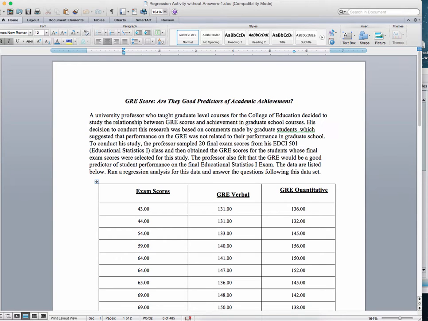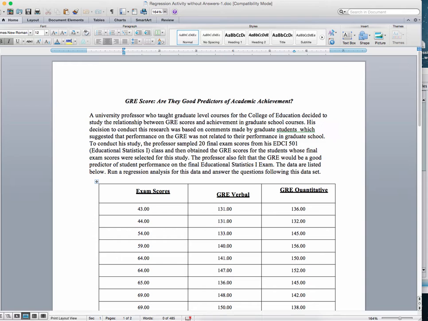This video will show you how to use SPSS to conduct a simple regression analysis. We'll use the vignette GRE scores. Are they good predictors of academic achievement? In this case, a university professor who taught graduate level courses for the College of Education decided to study the relationship between GRE scores and achievement in graduate school courses.